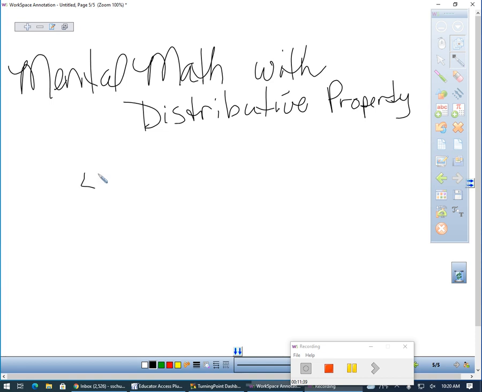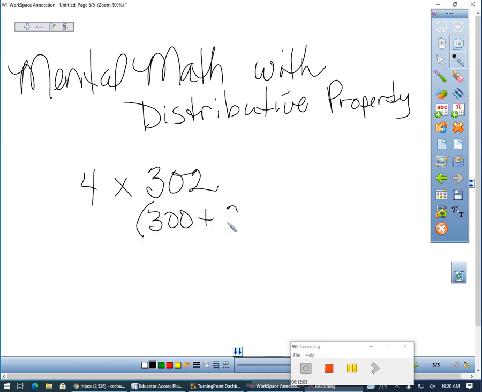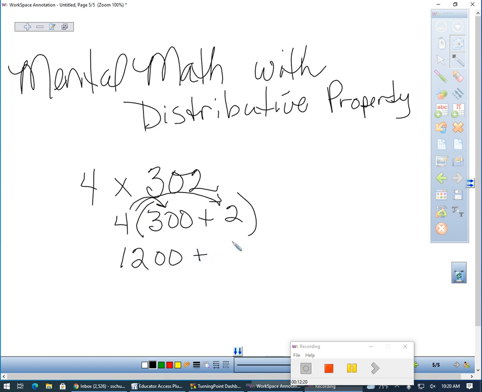If I have, let's say, 4 times 302, okay? I want you to take that number that we're multiplying by, take it to its biggest tens or hundreds, in this case, 300. We're going to rewrite that as 300 plus 2, okay? Do you agree that's the same as 302? And then we're going to put the 4 we're timesing by in front. Now we're going to do the distributive property. 4 times 300, good, 1,200. And 4 times 2, and then we add those together. Yeah, exactly.